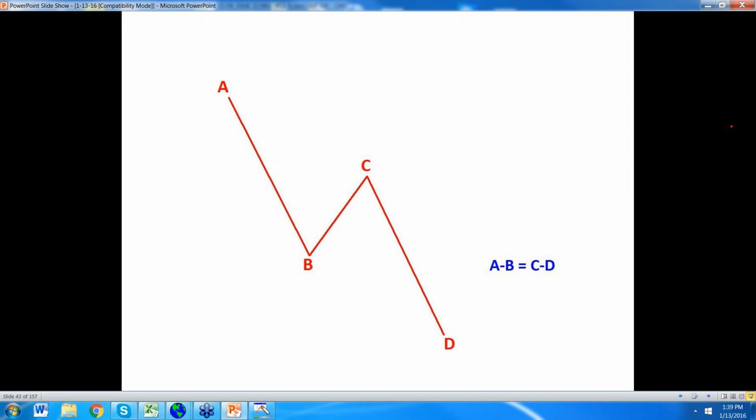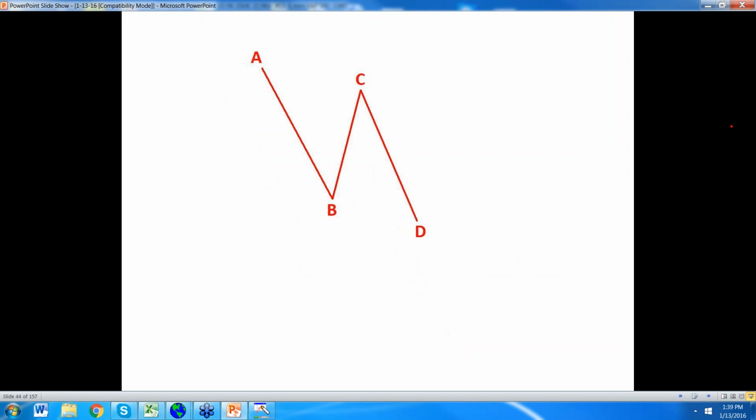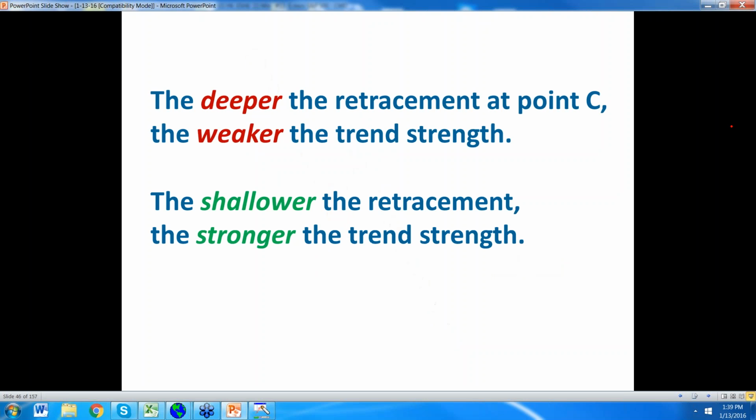But just to have some ground rules, this is how point C can tell us the trend strength. So again, it could be a deep retracement at point C here. Here's a shallow retracement at point C. Where should point D end up? Down there. Can you see how you can do a breakout trade below B if you have a very shallow point C and ride it all the way down, like I did on the S&P today? Therefore, the deeper the retracement at point C, the weaker the trend strength. The shallower the retracement, the stronger the trend strength.